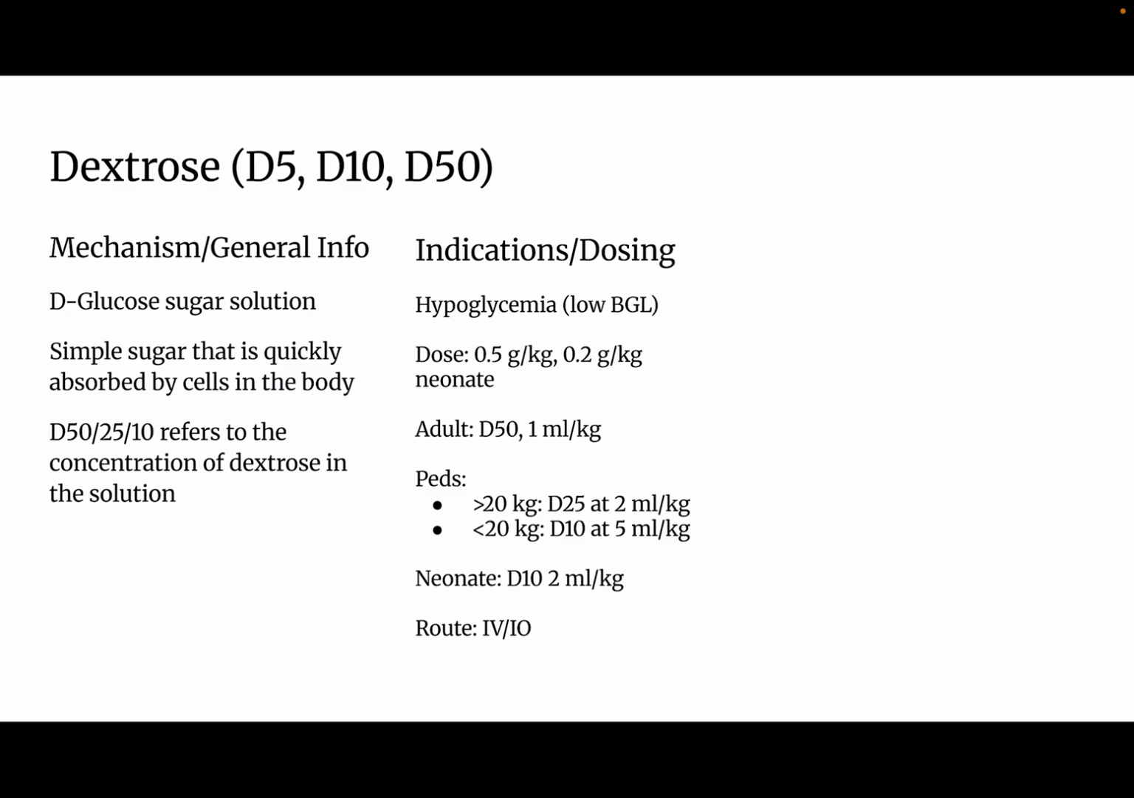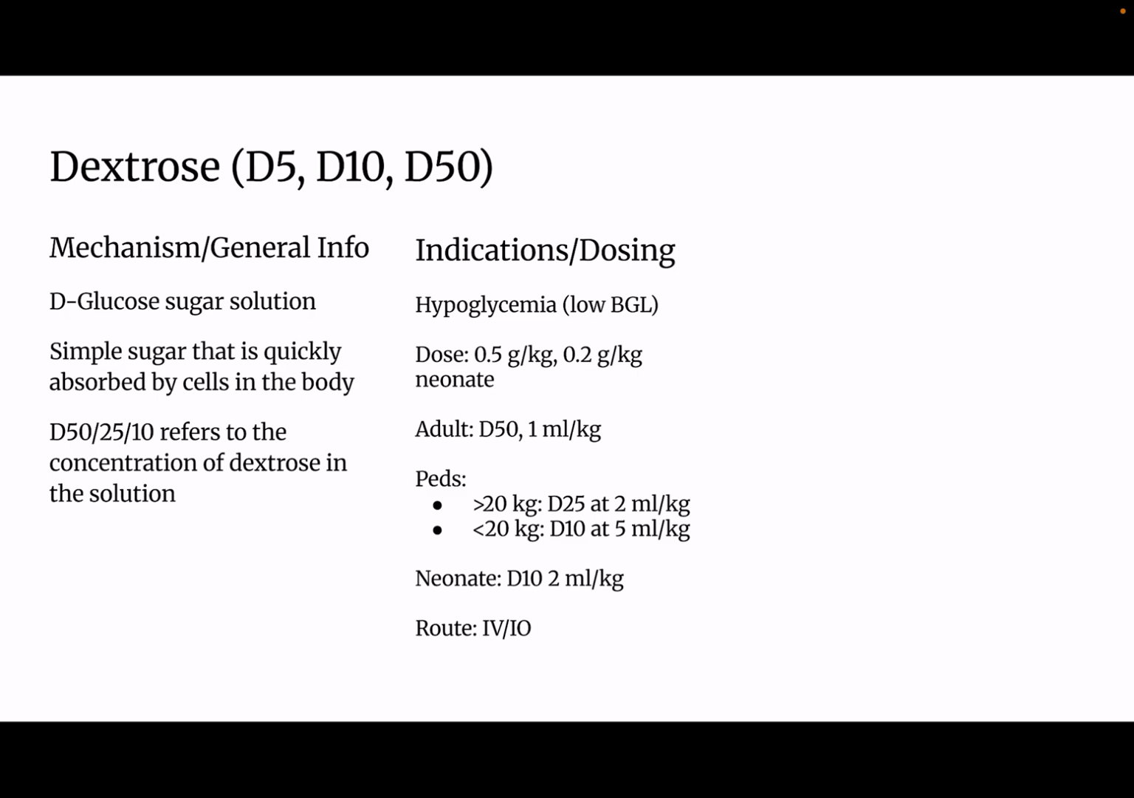Less than 20 kilograms, this is where we're getting into that neonate-ish range where we're going to leave it at D10. We're going to do 5 milliliters per kilogram. So the dosing still comes out the same. We're just using a more dilute solution. For neonates, we're using D10 at 2 milliliters per kilogram. Gives us the same thing.